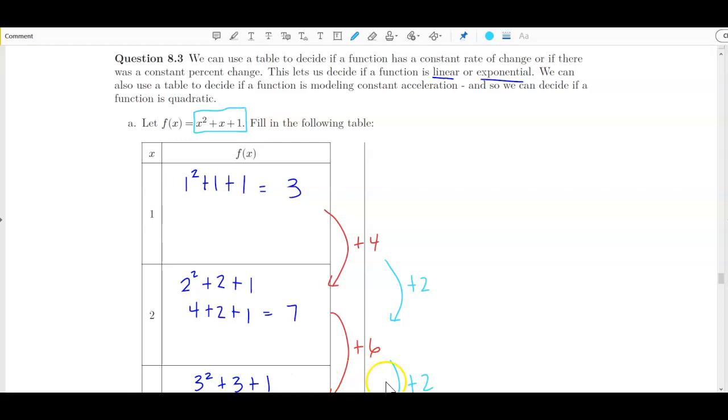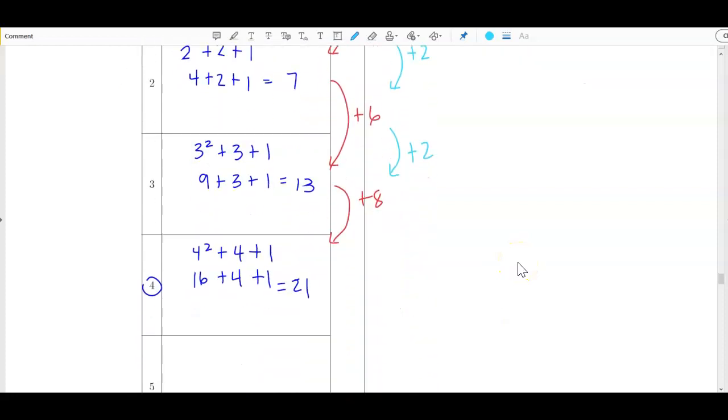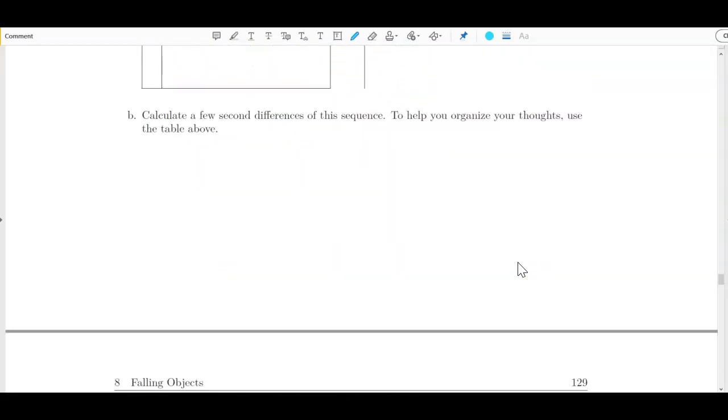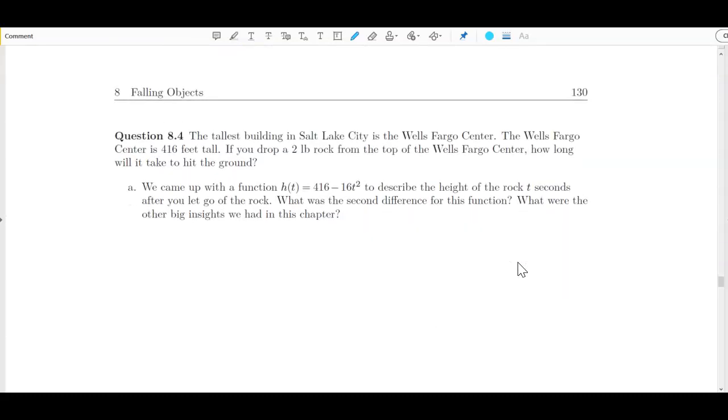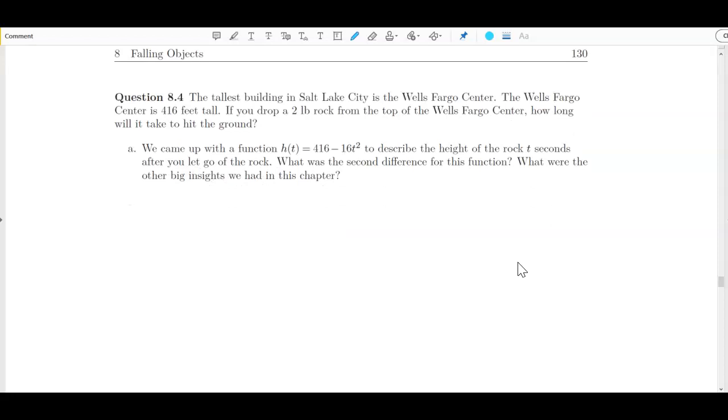All right, so I think we've got that down a little bit. So it's always the second difference that we're looking at, a common second difference there. Okay. Let's go over to the next page, and here we have a little story problem that we're going to be talking about here.